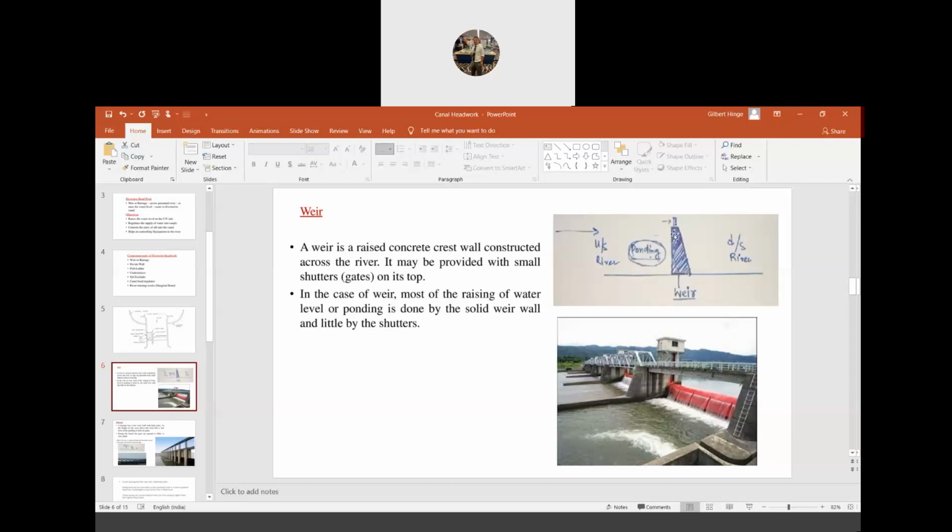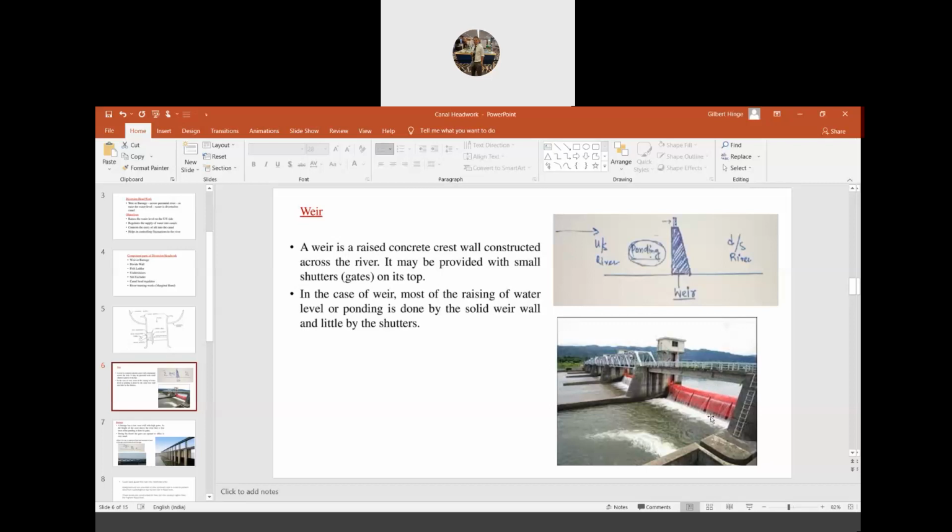So because of the presence of this solid barrier, there is some kind of ponding here, right? You see here, initially this is the water. So what we do actually is construct some kind of solid barrier here. That's why the water level in the upstream portion has been raised up.